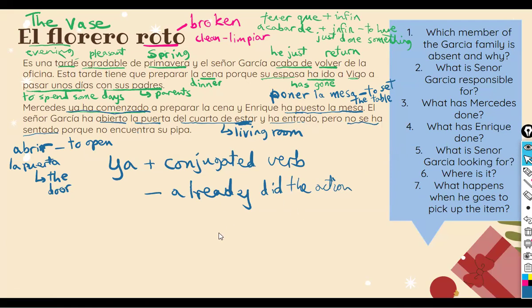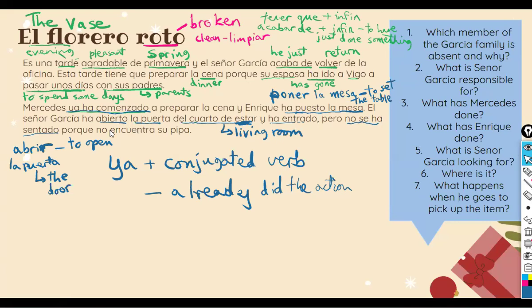Right, he is not sitting down. No se ha sentado. Well, se ha sentado, because sentarse is reflexive, right? So that's where that se came from. And ha sentado is has sat, right? So he has not sat down, and the no tells us not.